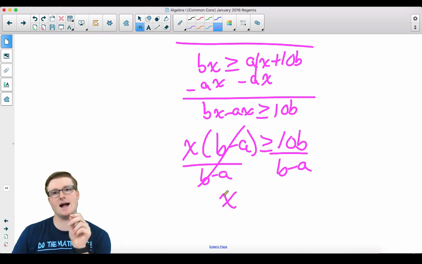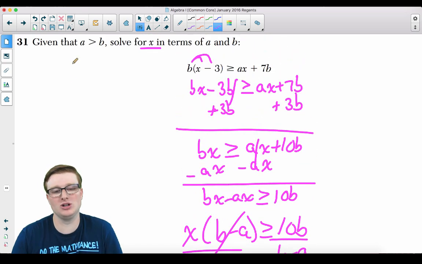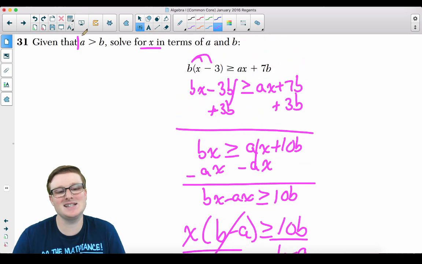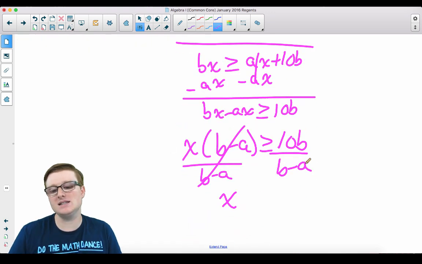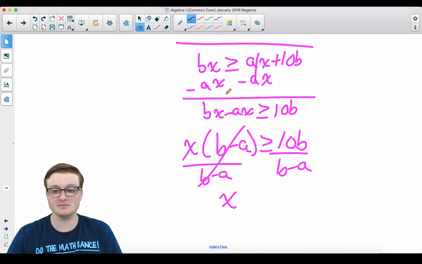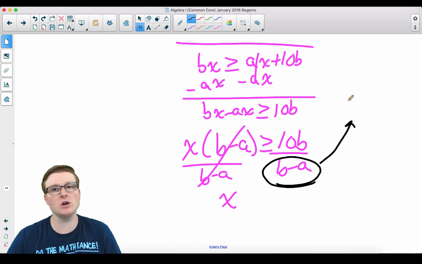I want to go back to what the instructions said, and this is why this is such a horrible, mean question. It says that a is greater than b. What that means is that your A value is greater than your B value. So this right here, that B minus A, be so incredibly careful. This is a negative number.